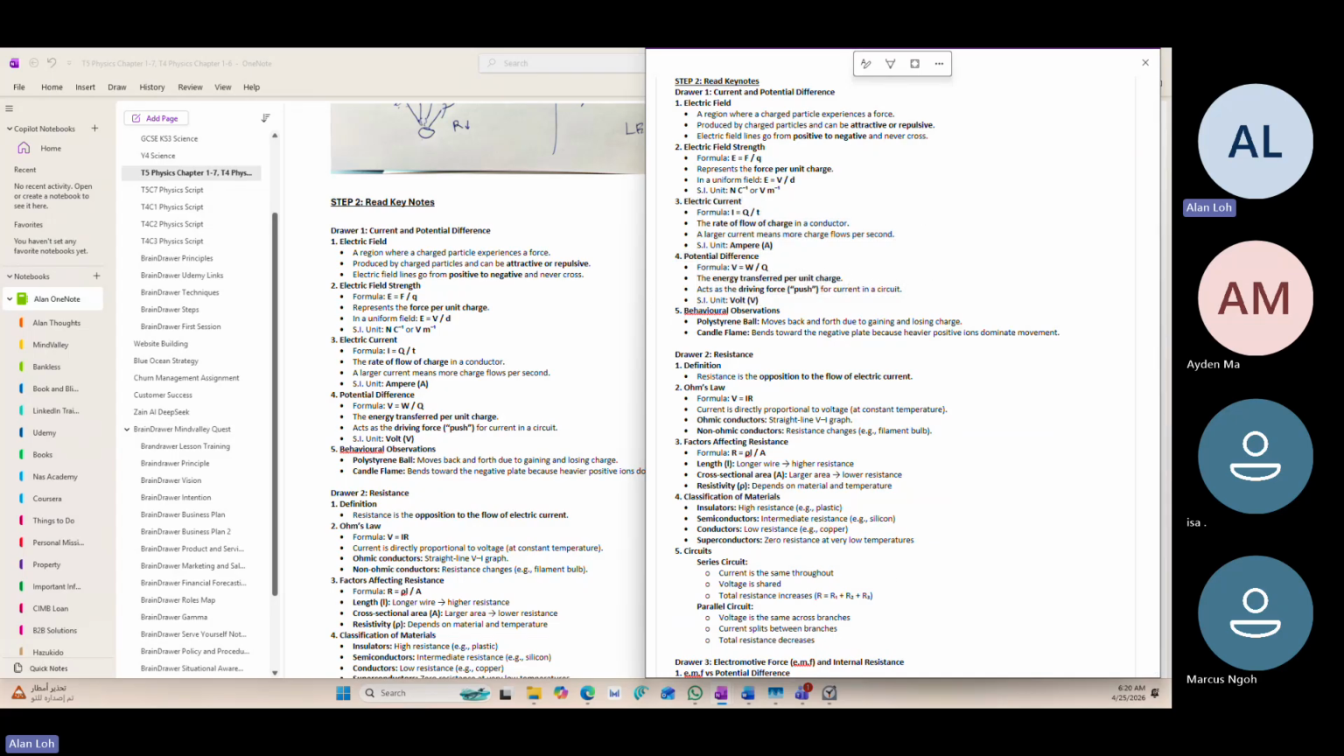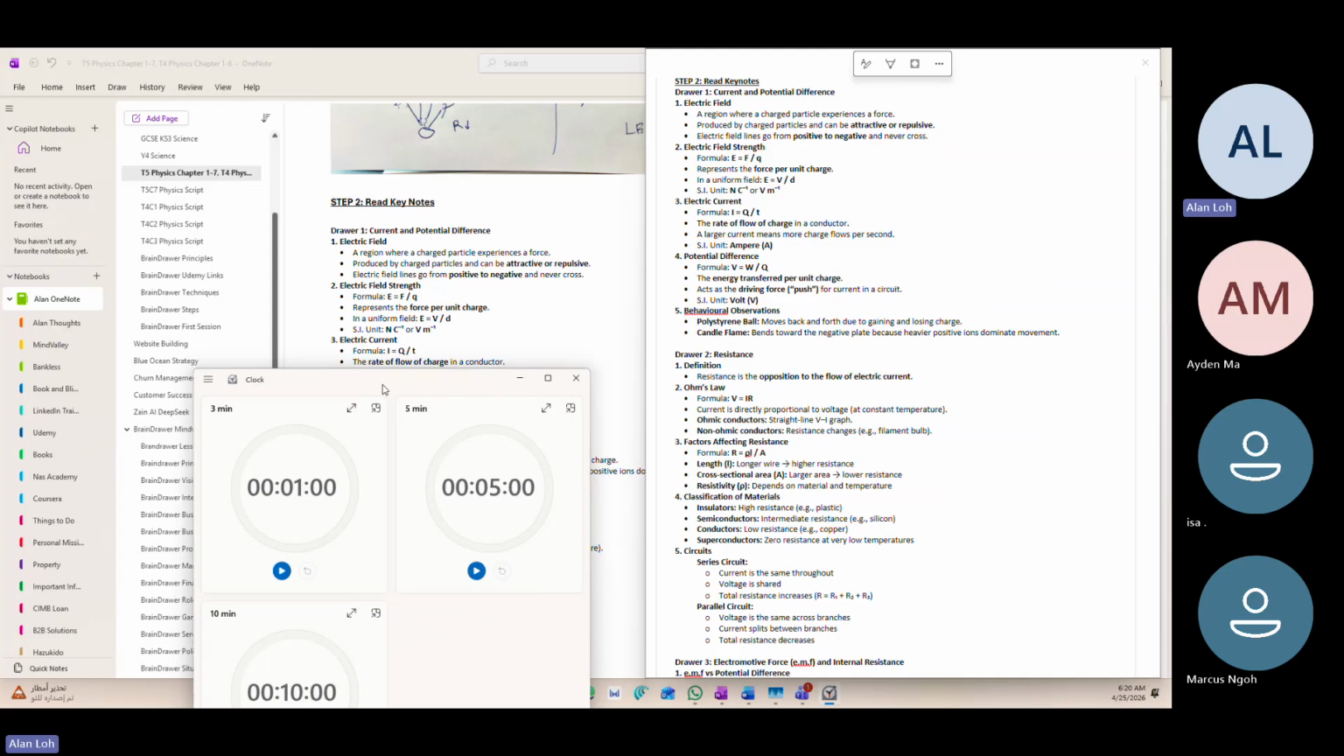So let's do 1 minute and read drawer 1 until drawer 2. Start now. To increase your understanding from 1 to 2. Thirty seconds.